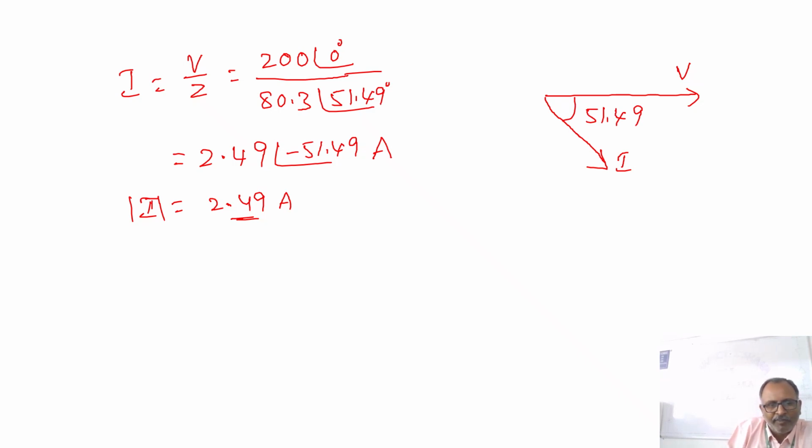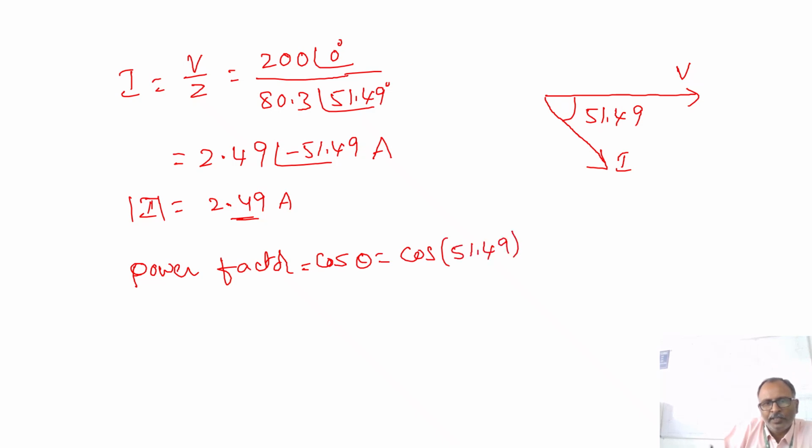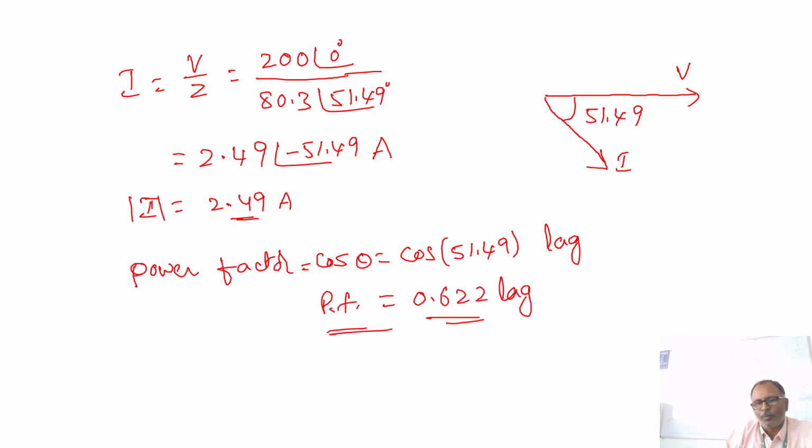Now the power factor, cos theta, is given by cos of the angle 51.49. As the current is lagging the voltage, the power factor will be lagging. So cos 51.49 is 0.622 lag. So the power factor is 0.622 lag. So that completes the solution.